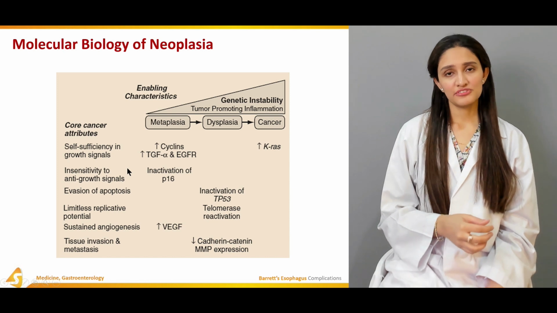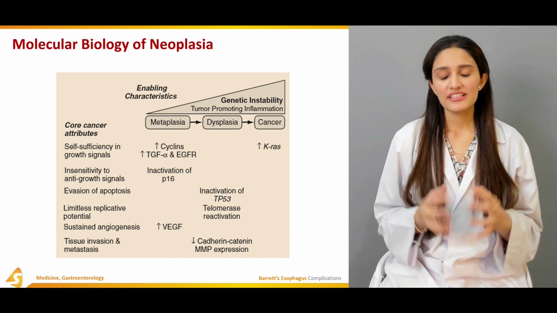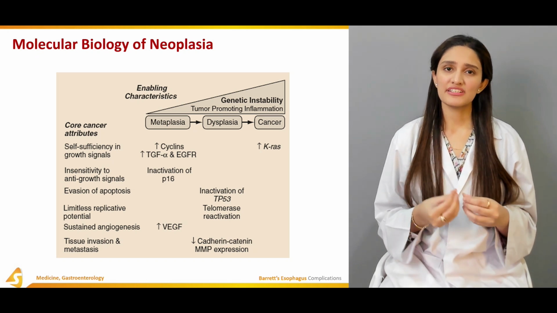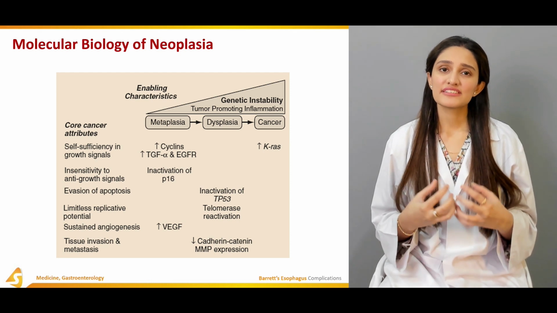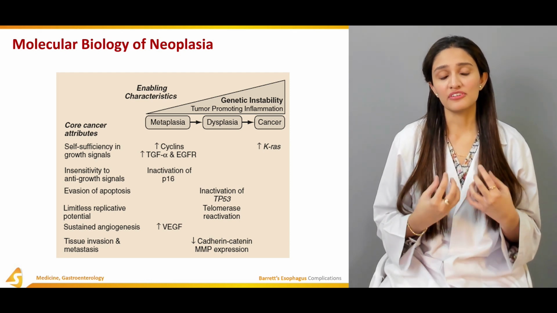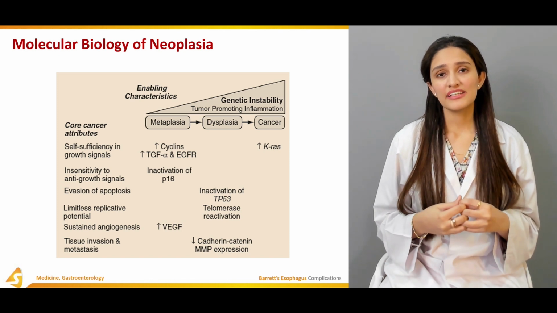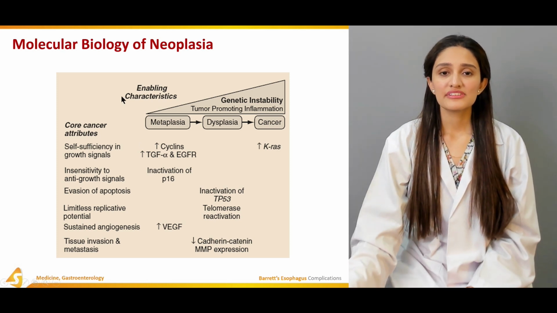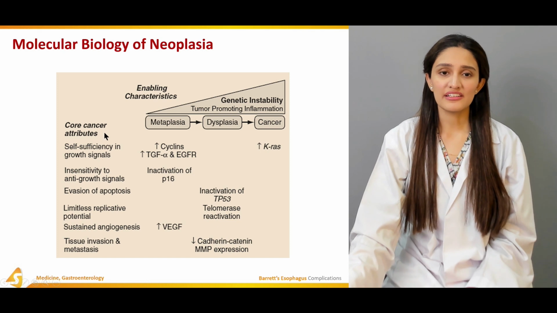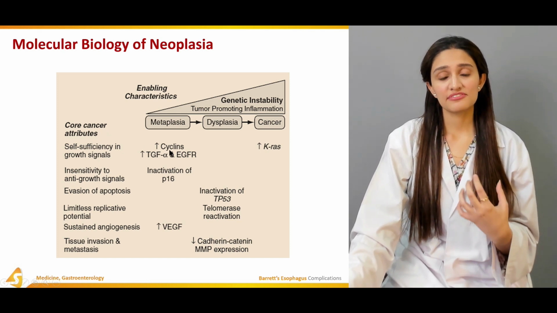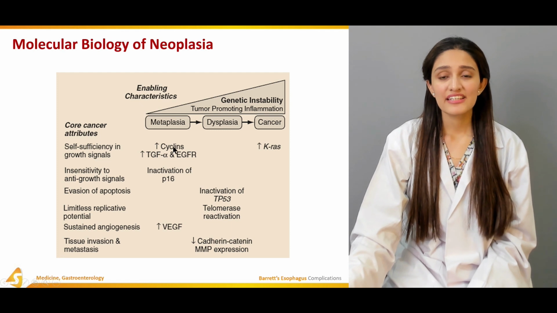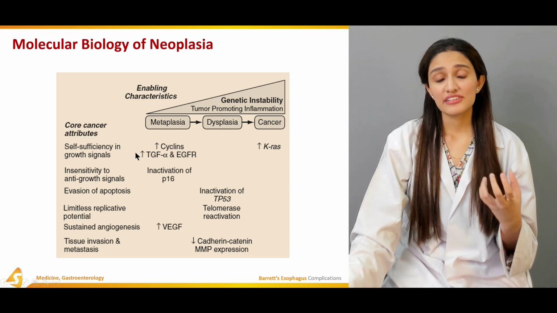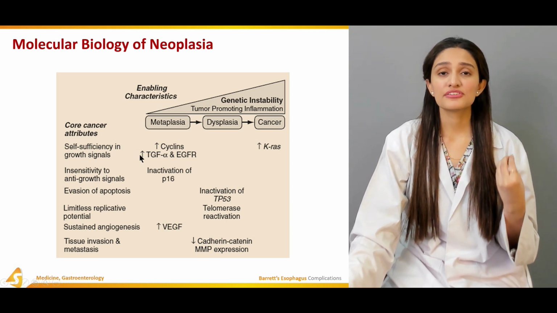In the molecular biology of neoplasia, during carcinogenesis, the Barrett epithelial cells accumulate a series of genetic and epigenetic alterations that cause a core physiological attribute of malignancy. So you'd be thinking, what are these core attributes of malignancy? These core cancer attributes are, for example, the oncogenes: the cyclin D1 and the KRAS, if they're increased, they cause the cell to have self-sufficiency in growth signals.